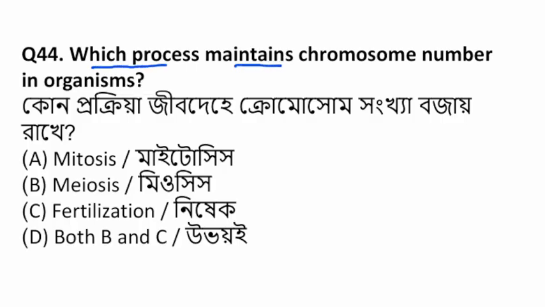Which process maintains chromosome number in organisms? এর মধ্যে কোন প্রসেসটা জীবদেহের মধ্যে ক্রোমোজোম সংখ্যাটা বজায় রাখছে? মাইটোসিস, মিওসিস, ফার্টিলাইজেশন, both B and C. So meiosis and fertilization together maintain the chromosome number.